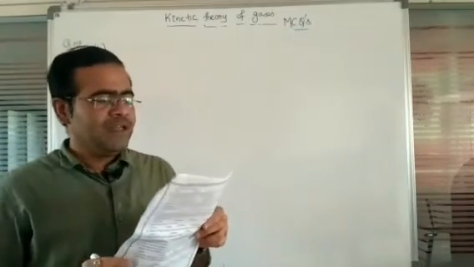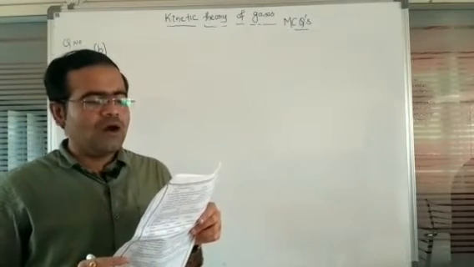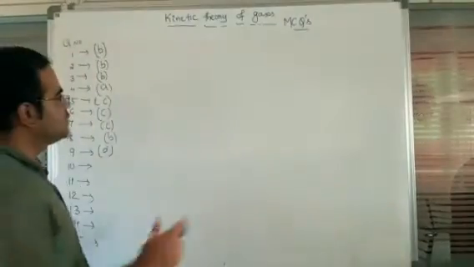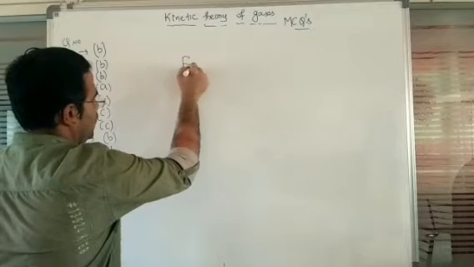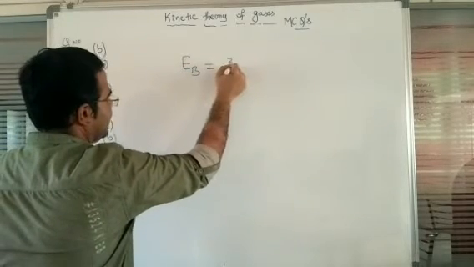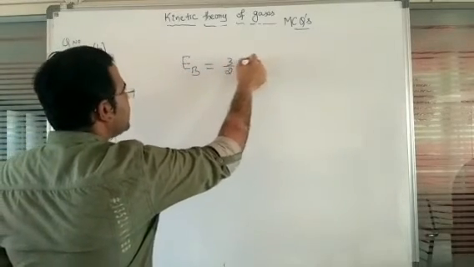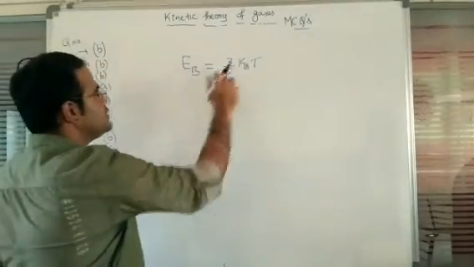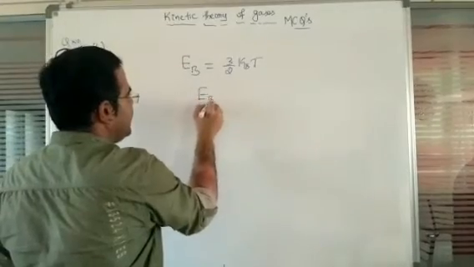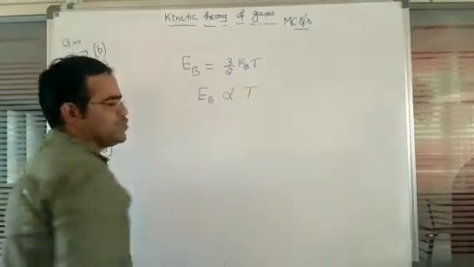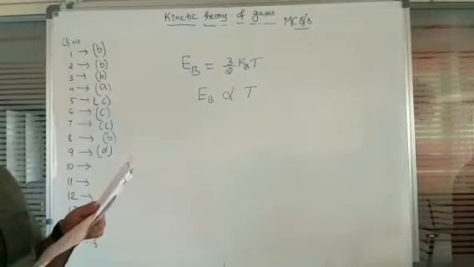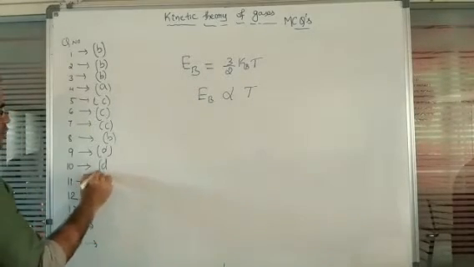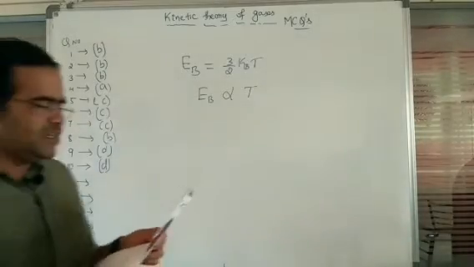Next, question number 10. The average kinetic energy of a gas molecule is... Already we have taken the formula. The average kinetic energy is given by 3 by 2 multiplied by Kb into temperature, where Kb is Boltzmann's constant. So the average kinetic energy is directly proportional to what? Temperature. So the option is the fourth one: proportional to absolute temperature. For question number 10, we have the option D.